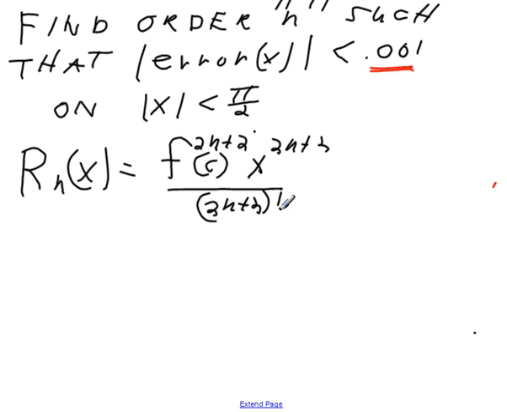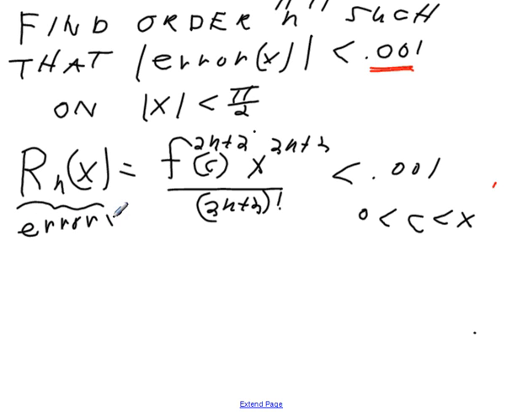That's the true error, and I want that to be less than 0.001. What's c again? That magical c, we don't know what it is, but we know it's on this interval between the center point 0 and the value of x where we want the error. Because remember what that is. We can also call that the error.